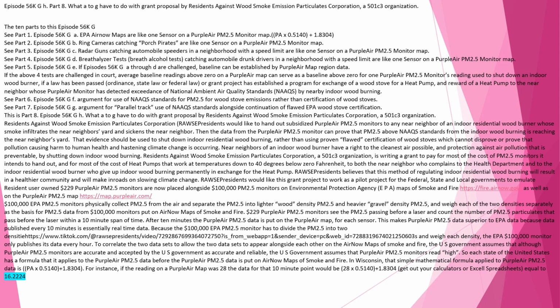Residents Against Wood Smoke Emission Particulates Corporation, a 501c3 organization, is writing a grant to pay for most of the cost of PM2.5 monitors it intends to hand out, and for most of the cost of heat pumps that work at temperatures down to 40 degrees below 0 Fahrenheit, to both the near neighbor who complains to the health department and to the indoor residential wood burner who gives up indoor wood burning permanently in exchange for the heat pump. RAWSE Presidents believes that this method of regulating indoor residential wood burning will result in a healthier community and will make inroads on slowing climate change.